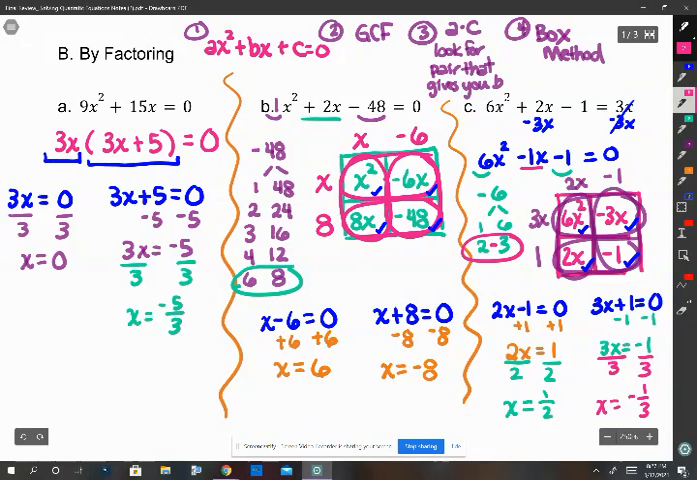So that's just a quick review of factoring. Hopefully that rings a bell because that's not going to ever go away. We're going to keep doing that this year and next year. So make sure you ask if you have any questions.